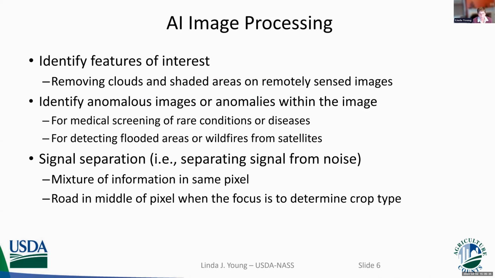Now, signal separation is basically separating the signal from the noise. And this is needed when we have a mixture of information in the same pixel. As an example, suppose we have a road in the middle of a pixel when the focus is to determine crop type. We want to remove the noise associated with the presence of the road.